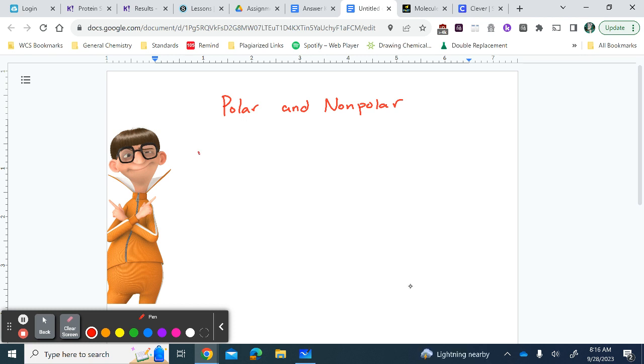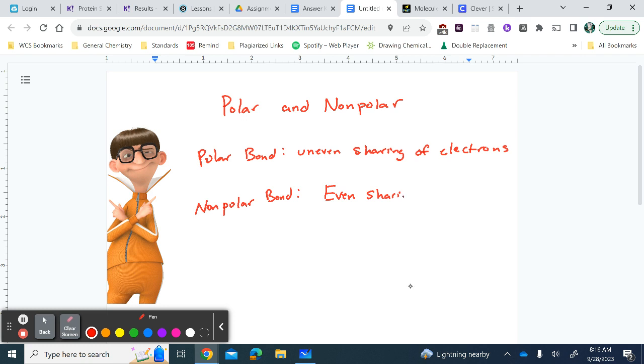In review, we know that a polar bond is uneven sharing of electrons, and a nonpolar bond is going to be even sharing of electrons.